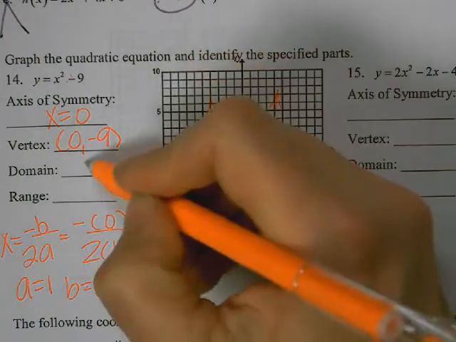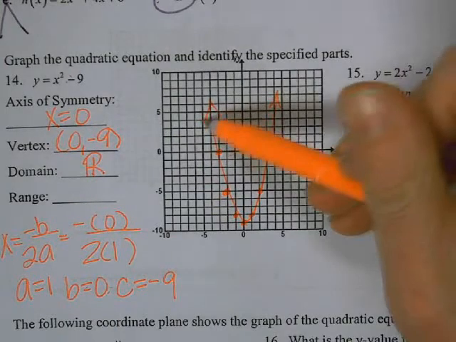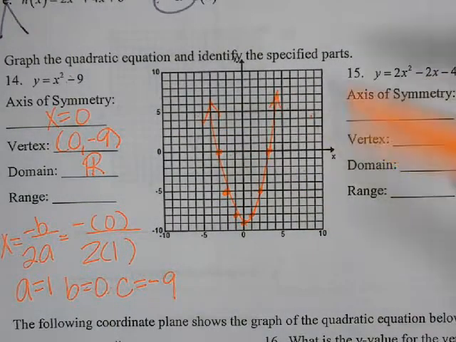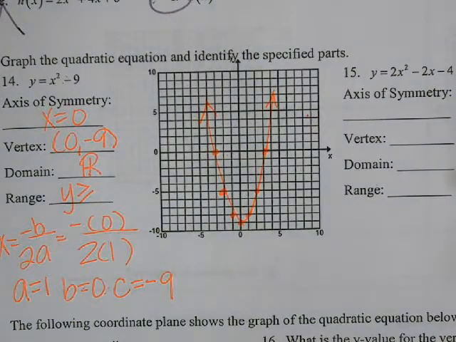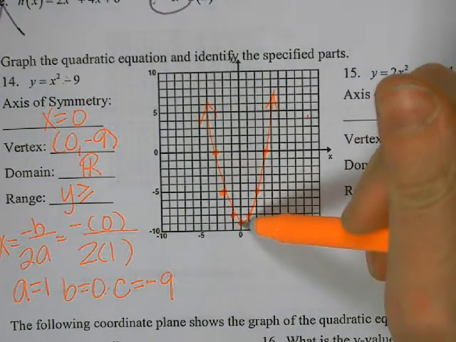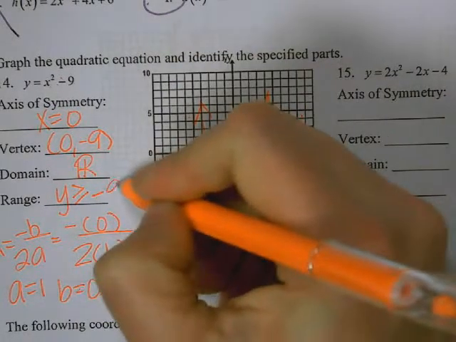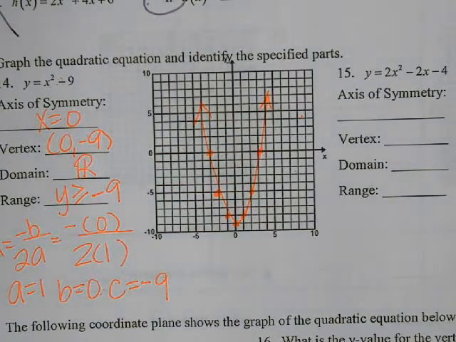The domain in quadratics is always all real numbers because both of them have arrows. This is a smiley face, so we say y is bigger than or equal to, and then you just figure out where the bottom of your graph is, negative 9. Okay.